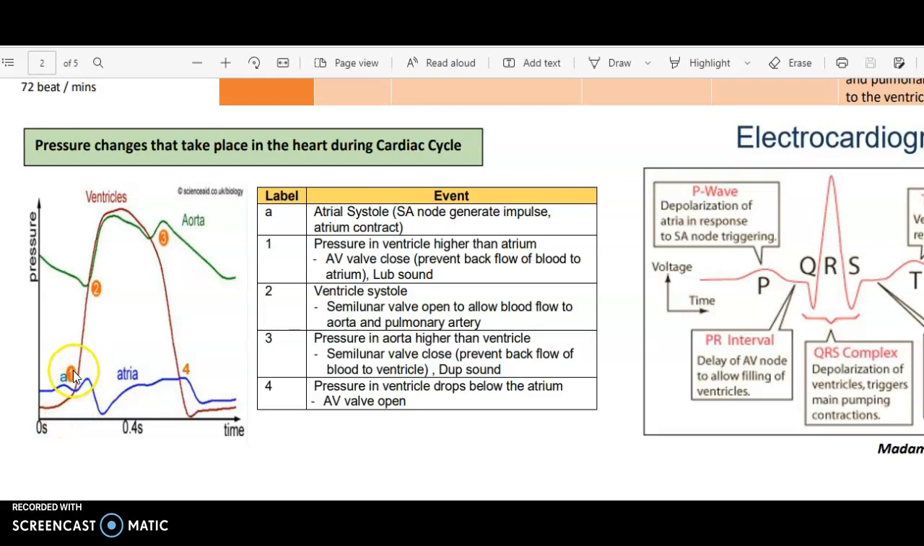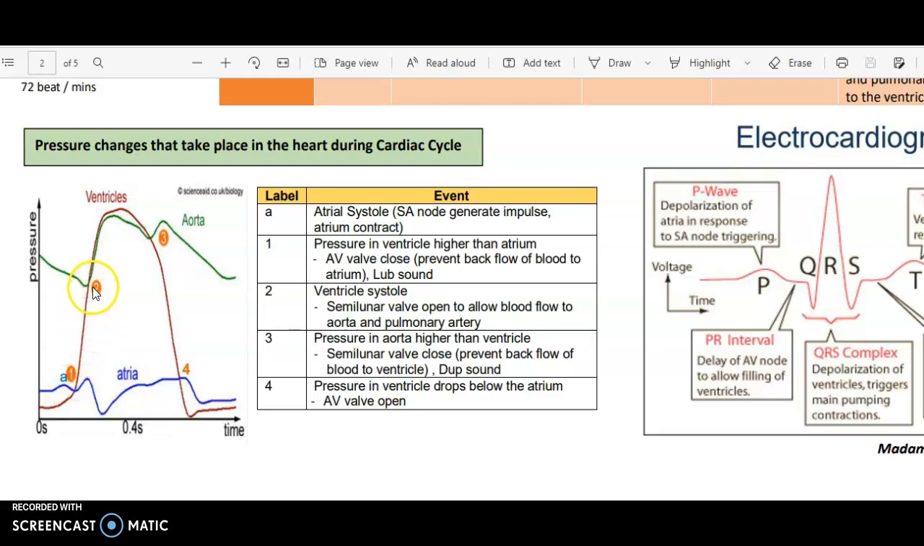So at point number 1 here, it shows the ventricle pressure is higher compared to the atria. The pressure in the ventricle is higher than the atria. So to prevent backflow of blood from the ventricle to the atria, at number 1, the AV valve closes. The recoil of blood against the closing of the AV valve produces a loud sound.